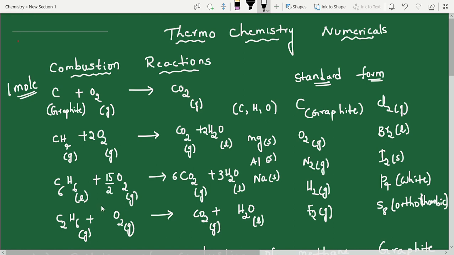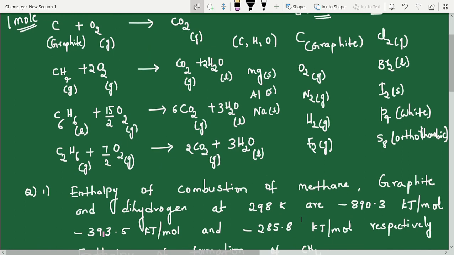Now balance this reaction. How many carbons? 2. How many hydrogens? 6. How many oxygens? 2 twos are 4, 4 plus 3 is 7, so 7 by 2. That's it. Okay, now we are going to discuss some numericals.